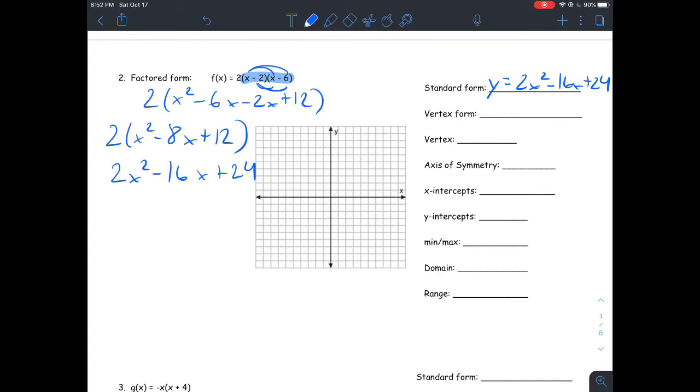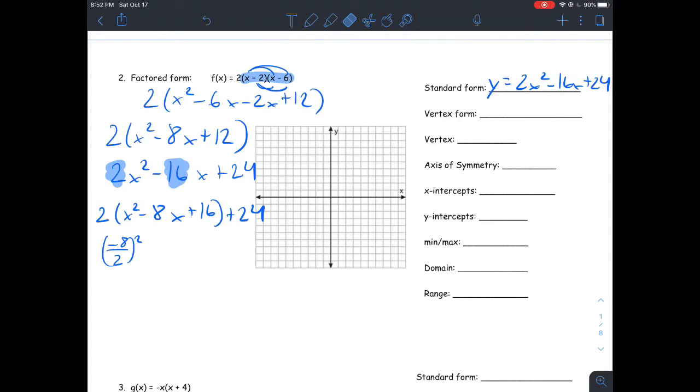Now we're going to write this in vertex form. If you recall, to write something in vertex form, we're going to start off in standard form and factor out the leading coefficient. See what I just did? I factored this 2 out. So the x squared became a 2, and then I also factored a 2 out of the second term. Then I'm going to take my middle term, divide it by 2, and square it. I'm going to get a plus 16.